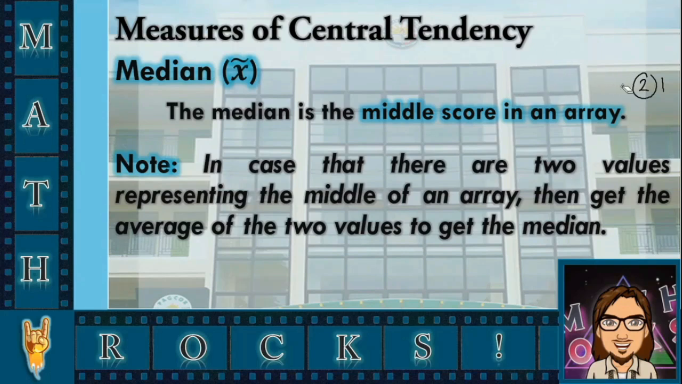We will have more examples of this later after we have defined all of these three measures of central tendency. There is also a note here that in case there are two values representing the middle of an array, then you have to get the average of the two values to get the value of the median.